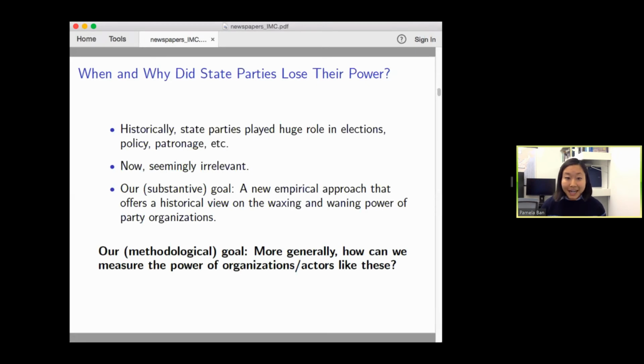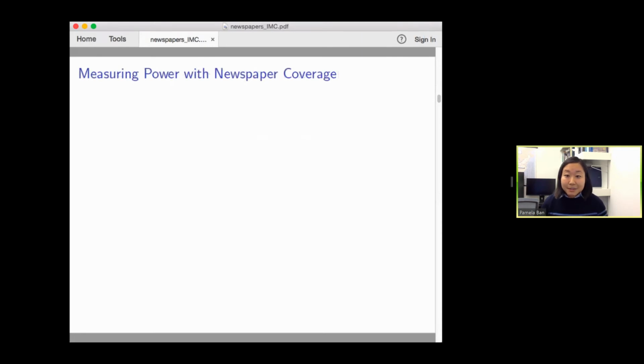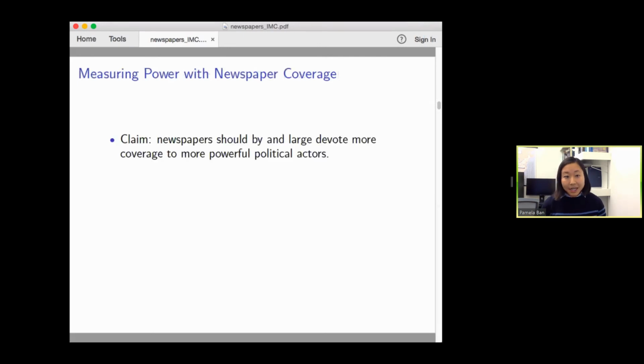So more generally, how can we measure the power of political organizations and political actors like these? The second question here is probably of more interest to the audience, and so I'll focus most of the presentation on that. And then at the end, I will show, hopefully, the usefulness of this, going back to the substantive question of the decline of American party organizations. We argue that we can measure the power of these political organizations and political actors with newspaper coverage. And our claim is that newspapers should, by and large, devote more coverage to more powerful political actors.